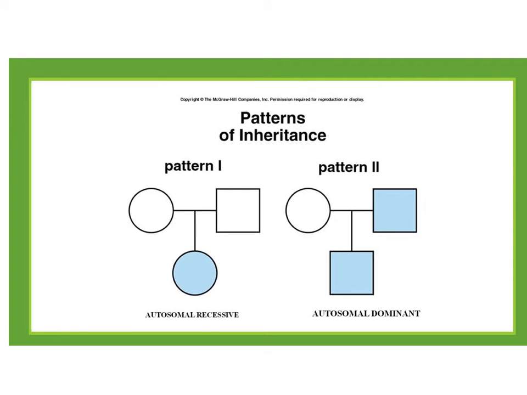So pattern 1 is showing the recessive trait, which means both your mom and dad could be the carrier and be unaffected, but then they could give you both the recessive trait and then you would show this disorder. Okay, so that would be autosomal recessive. The other pattern we're going to look at is autosomal dominant, which means if you have one affected parent, chances are your offspring are also going to be affected because it just takes one dominant allele to cause the disorder.